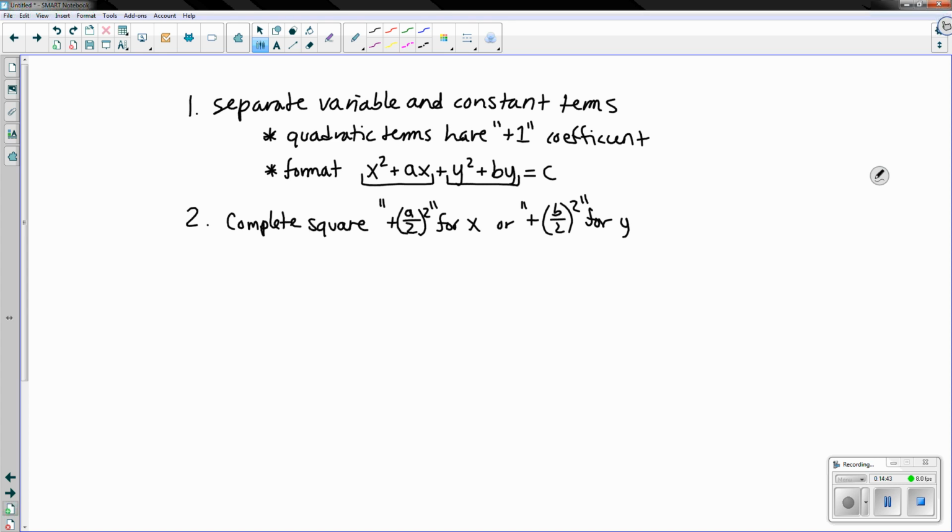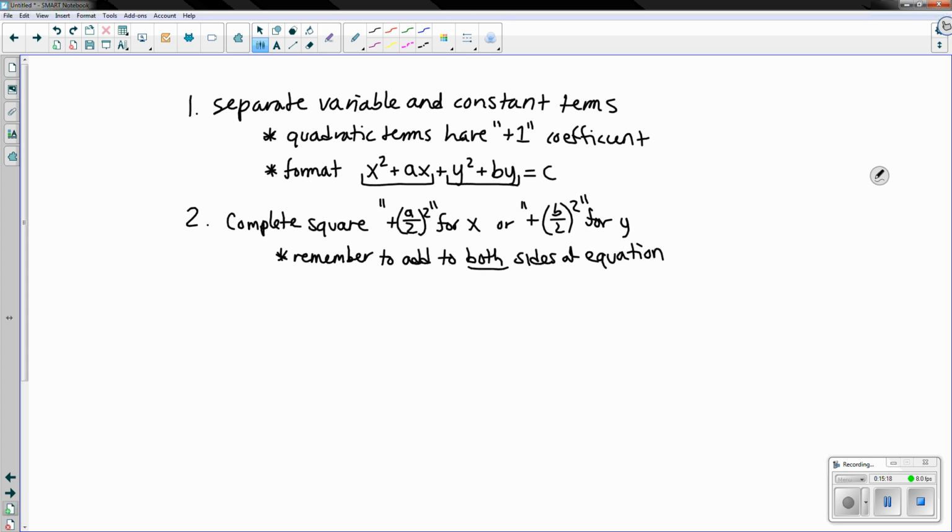And remember, add to both sides of the equation. Keep that equation balanced. If you don't add your a over 2 squared or your b over 2 squared. Now, why am I saying a over 2? Because I'm using a for this particular general format and b here. So a over 2 squared for the x, b over 2 squared for the y. The reason I'm using different letters is to show you that they're not going to be the same number like we saw in the example above.